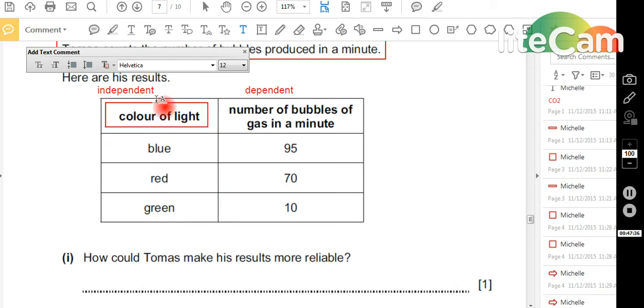Okay, now the independent one always goes onto the y-axis. Oh, sorry, the x-axis. Okay, then your dependent one goes onto the y-axis. Okay, the x-axis is the horizontal one. And the y-axis is the vertical one.